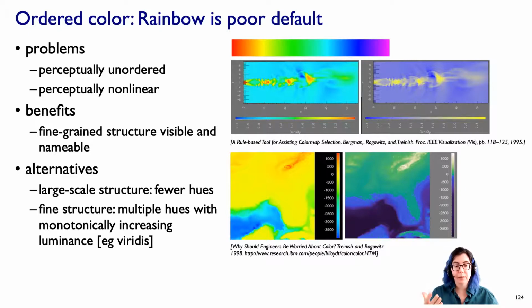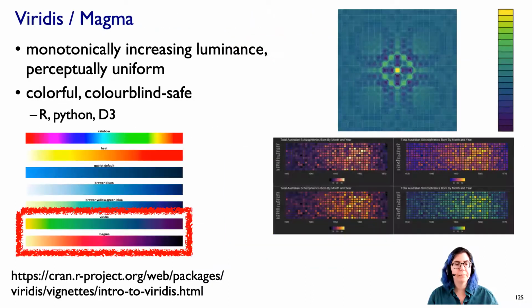This is actually an example of a color ramp that's carefully designed so that even as you have multiple hues, the luminance is monotonically increasing in one direction and decreasing in the other. This design principle was well used in things like the Viridis color system. Let's take a look at that.